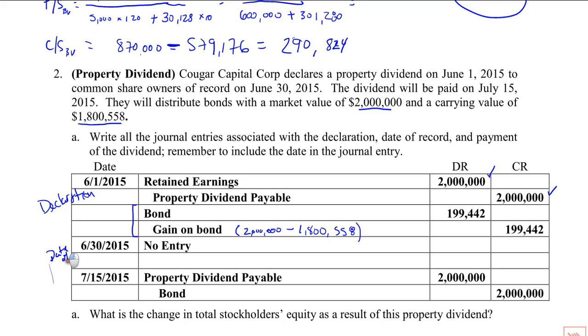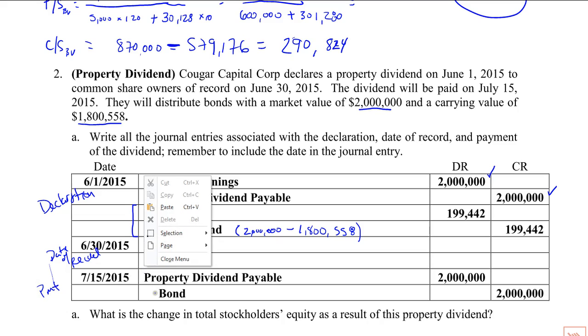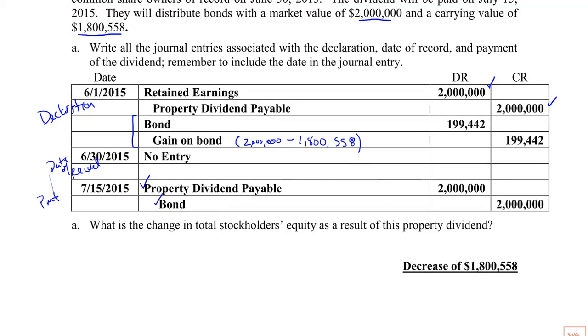Later, this is the date of record. The corporation doesn't do anything on that date. If you own the stock, you'd record dividend revenue, but that's investments, another chapter. We're doing the company that's issuing the dividend. So here you have the payment, which is the transfer of the asset. When you transfer the bond, you remove the liability.